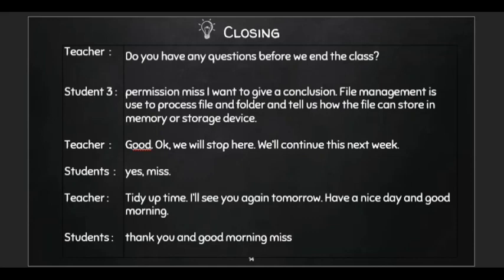This part is the closing. We can see that this part includes the conclusion and also the closing greeting and etc. In this learning scenario, I use the file management topic. If you have another topic, you can apply it with other topics.